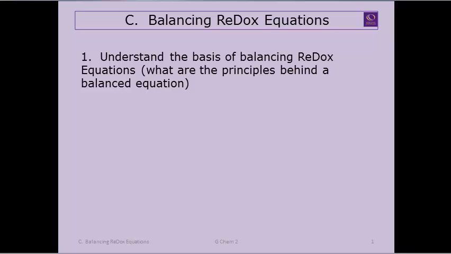In chemistry, we often use different equations for different applications. In this supplementary video for electrochemistry, we are going to focus on a balanced reduction oxidation equation, which is often referred to as a redox equation.